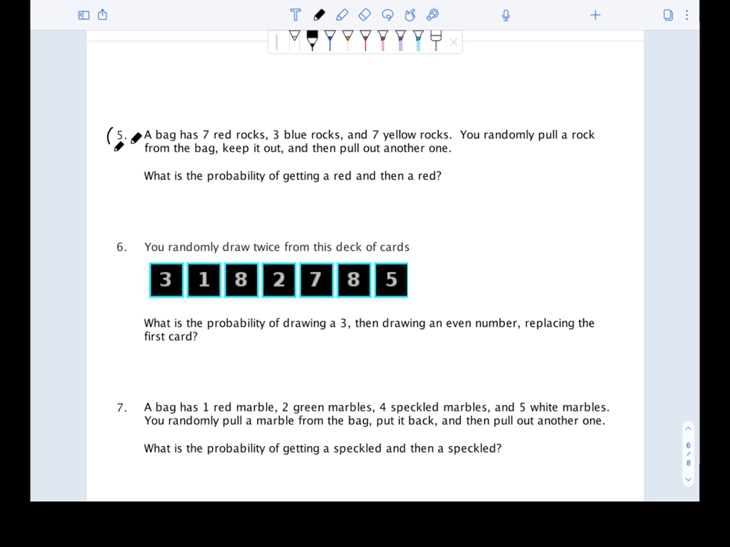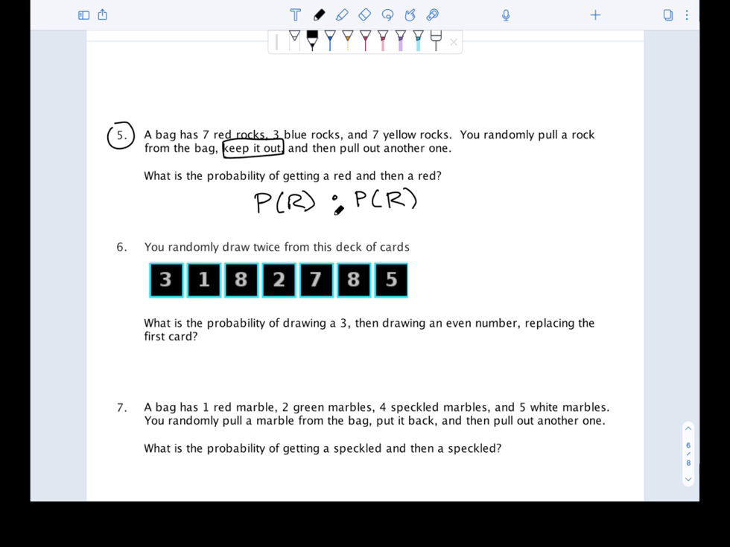A bag has 7 red rocks, 3 blue rocks, 7 yellow rocks. You randomly pull a rock from the bag, keep it out, and then pull out another one. What is the probability of getting a red and then a red? What makes this one different, number 1, is that we're not putting it back. And number 2, it's the same color. That's different than all the other ones because the first pick and the second pick were different colors. So I wanted to make sure I go over one like this. And I'll go over a couple more here so you see because it changes a little bit.